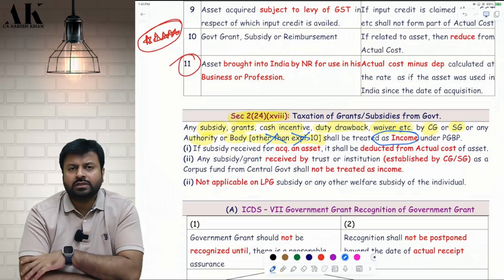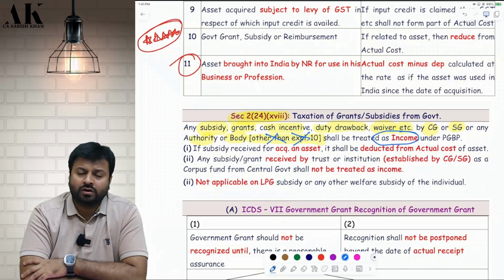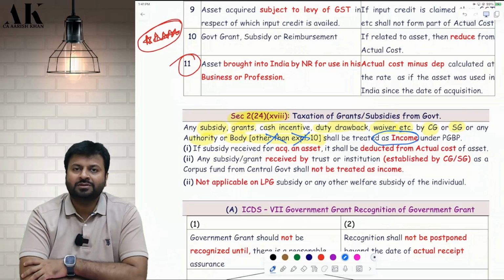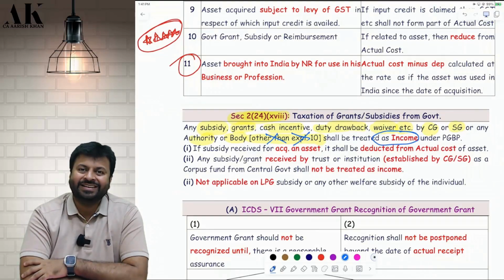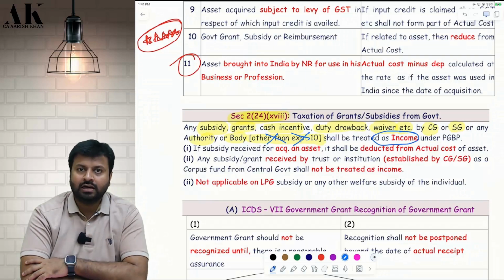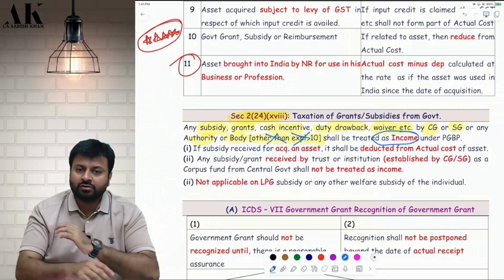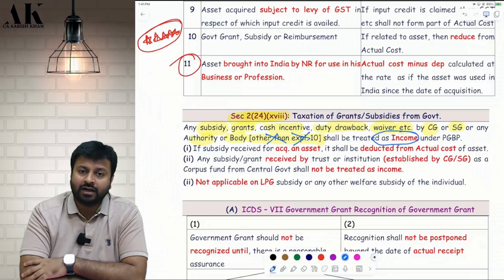Now, as I told you, this definition was amended in 2015. This clause 18 was inserted in 2015. The moment this clause was inserted, there was chaos amongst the citizens of this country. They were worried. They were asking one very important question to the government of India: you said that subsidy received from the government is income, then please tell us whether the LPG subsidy which you give to the citizens of this country will also be called income?